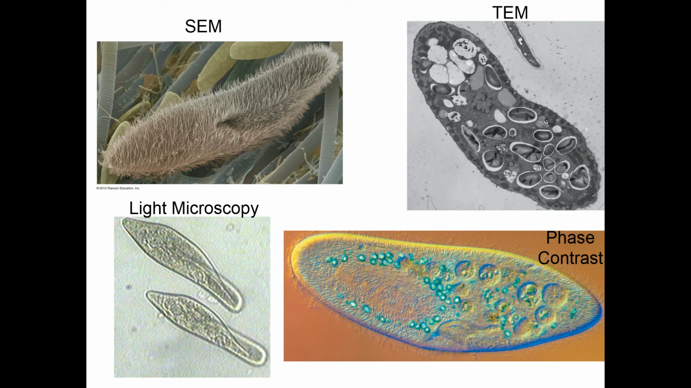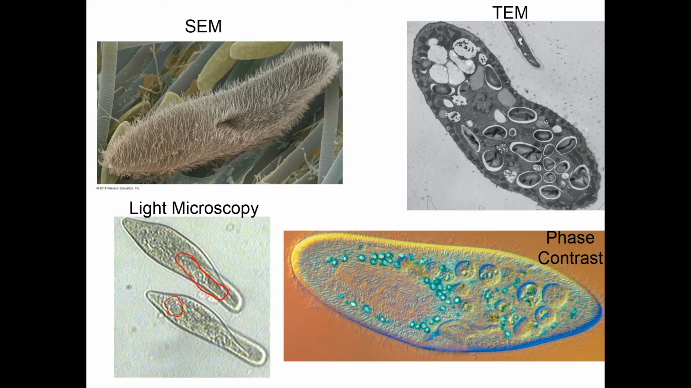But here you can see the overall shape. You can see some of the internal features. You can see these little spherical structures that are contractile vacuoles. You can see this little component here, which is basically a gullet, the mouth of the little guy.